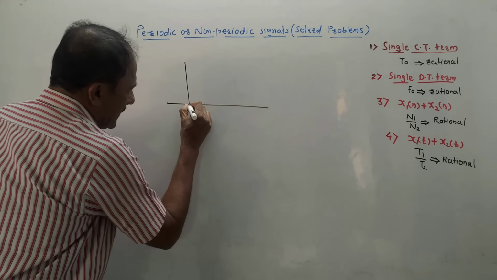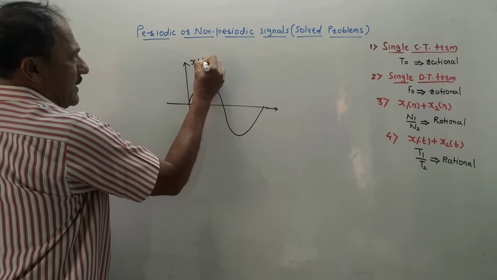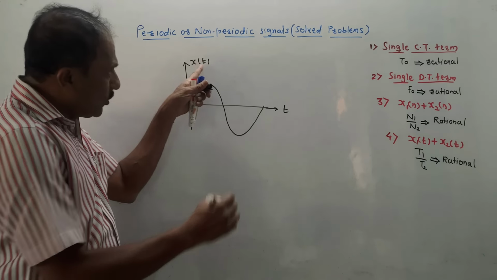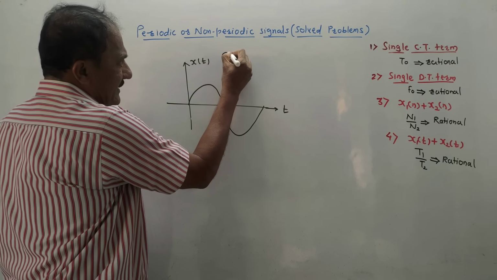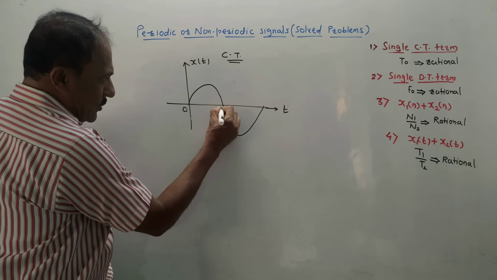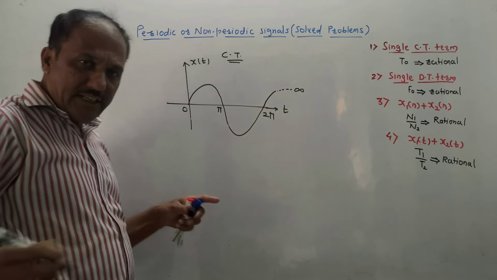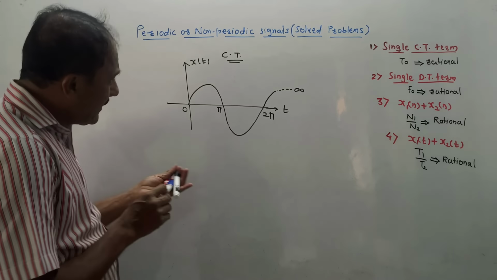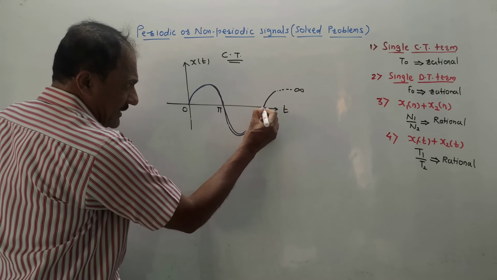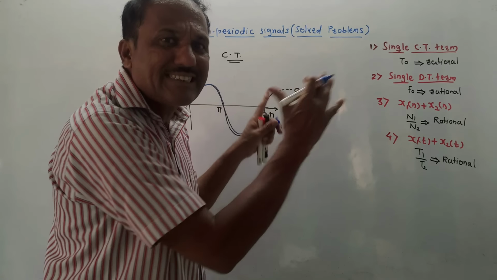If I consider a standard diagram of a sine wave signal, then the graph is like this: x of t versus t. This is a standard sine wave. When we write x of t, the notation t indicates it is a CT signal, that is, a continuous time signal. Standard readings are: this is 0, this is pi, this is 2 pi. If I extend this signal till infinity, then we are well aware that this is the positive half cycle, this is the negative half cycle. After the reading 2 pi, the signal repeats. Such signals are called periodic signals.